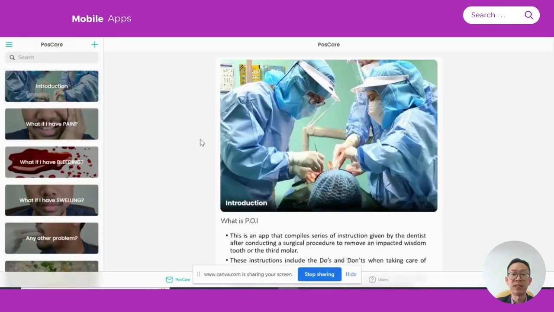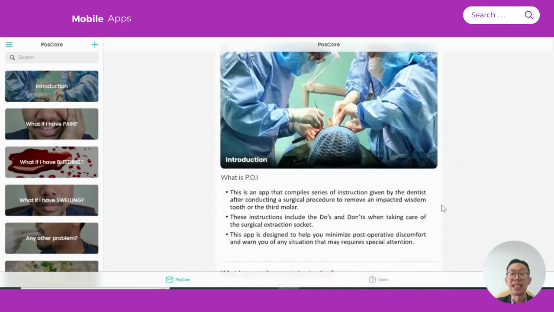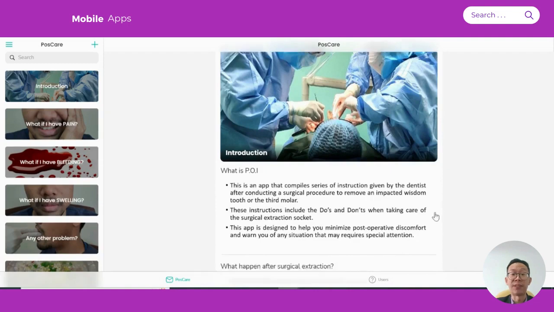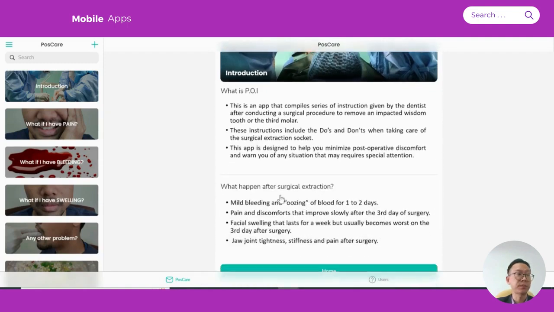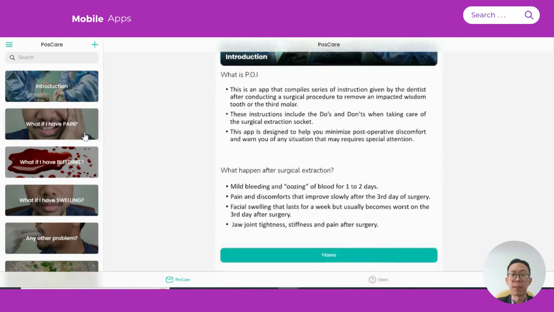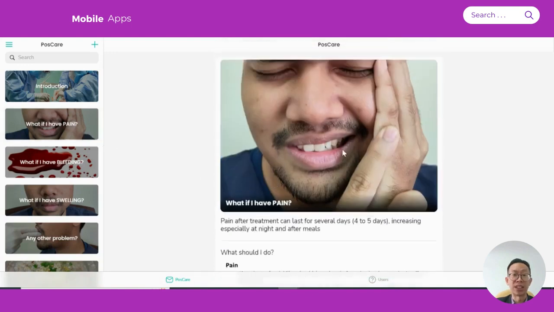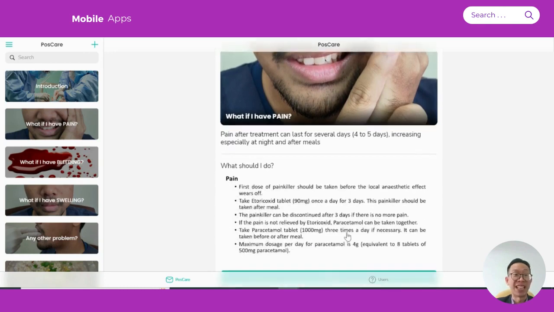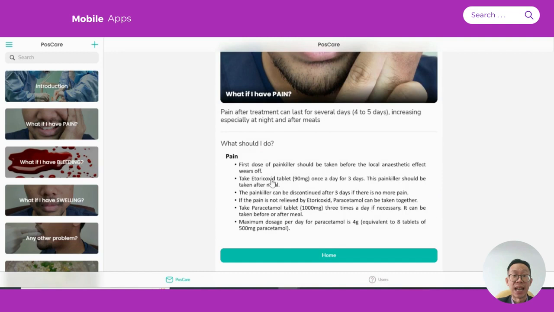In the introduction, the app describes the post-op instructions and their significance, as well as anticipated complications that occur after the surgery. The app describes that pain is a normal reaction after the treatment and can last for several days. Most of the pain can be relieved by medication prescribed by the dentist. Therefore, it is recommended for patients to take the medication as instructed by the dentist.